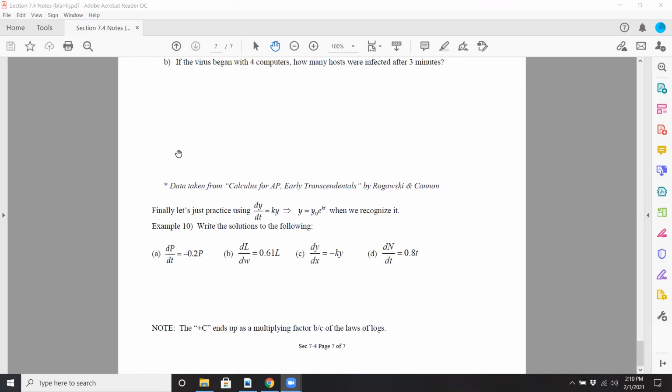Last bit, we're seeing the same thing. You're told what the general solution is. We know what it is. So write solutions to the following. You could just say this: P equals P sub 0 times e^(-0.2t). Here you can say L equals L sub 0 times e^(0.61w), using w as a variable here.